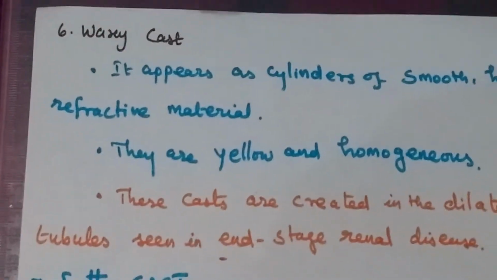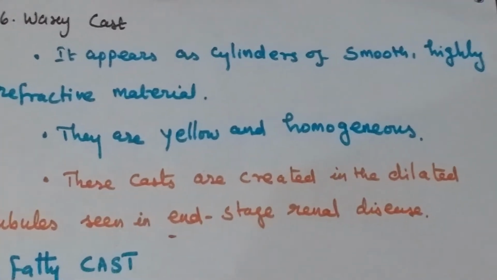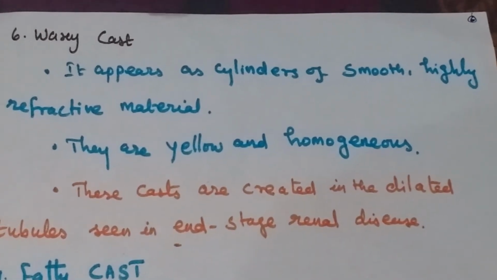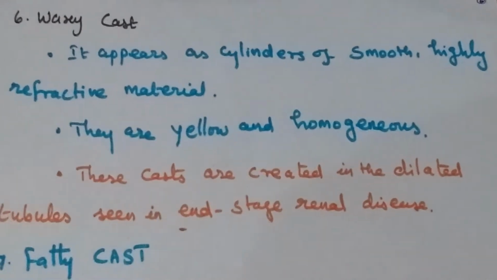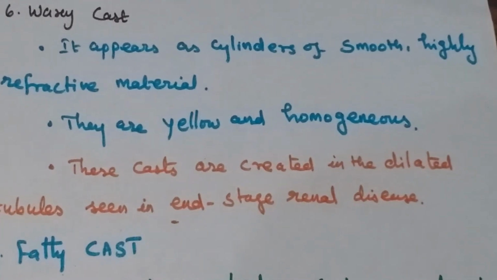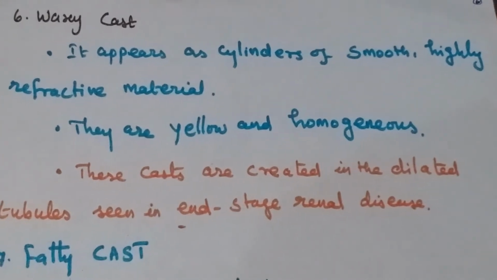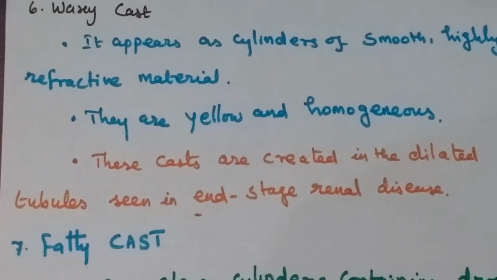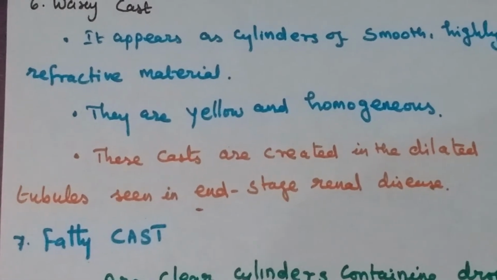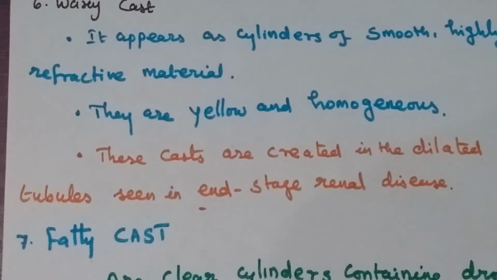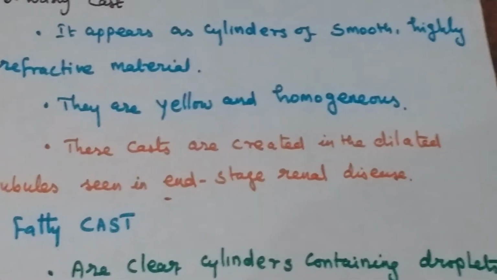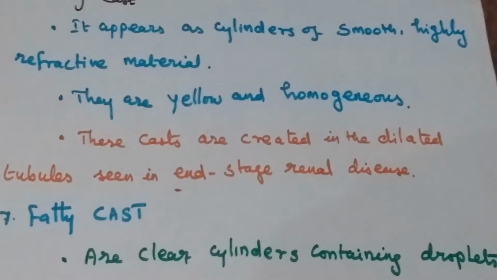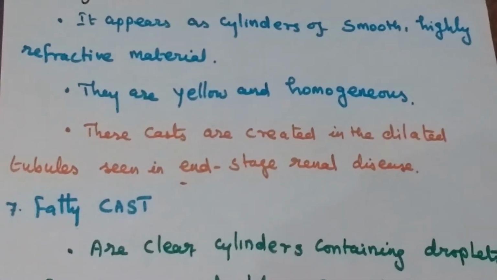Next one is the waxy cast. It appears as a cylinder of smooth, highly refractive material, yellow and homogeneous. It represents the final stage of degradation of cells within a cast, from cellular to granular to waxy.